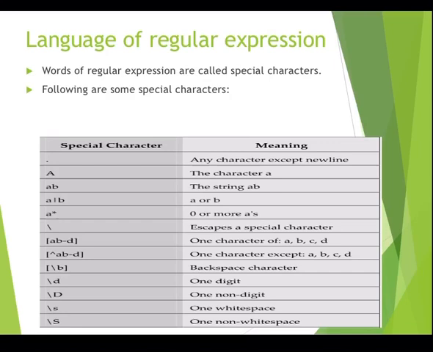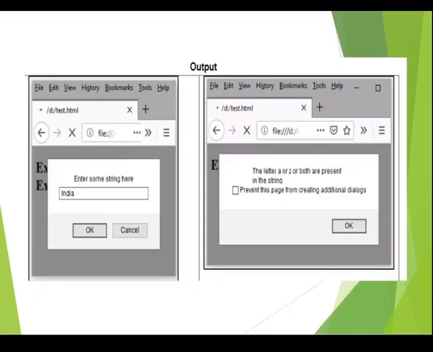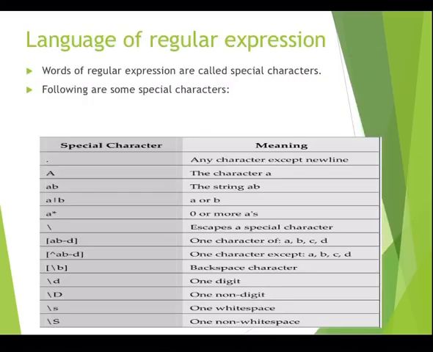Then there is A pipe B. A pipe B will check if your string contains A or B. Both it will check. Then there is A star. A star will check if your string contains 0 or more than 0 A's in the string.